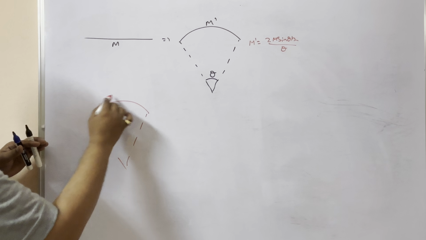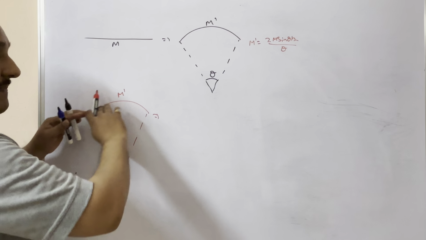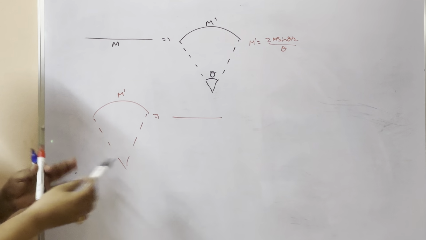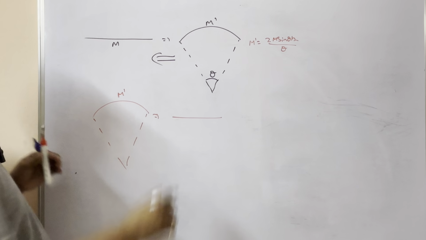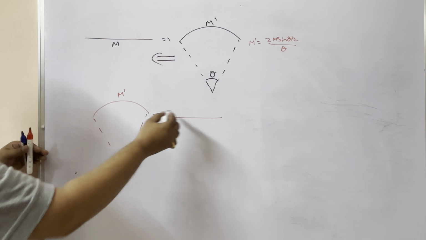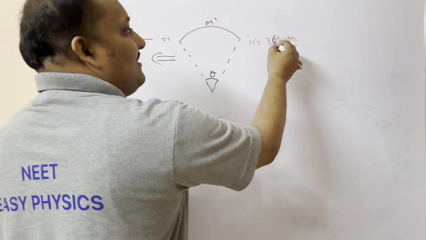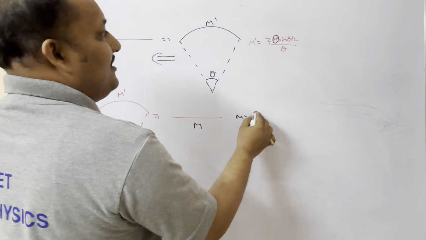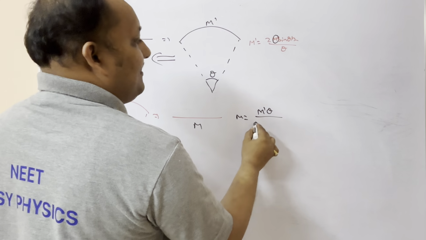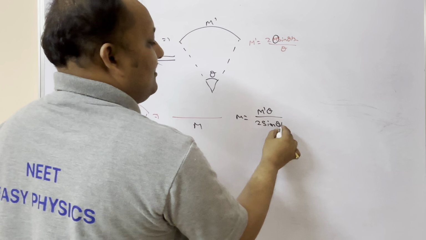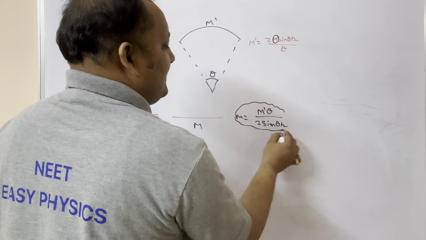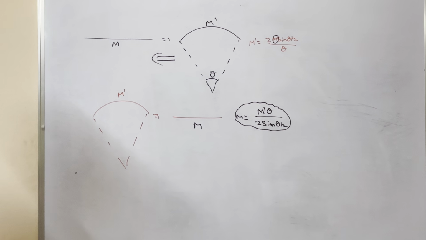Now this arc shaped magnet is bent into the straight one, the reverse of this. Then what is the new magnetic moment of this? The old magnetic moment is m dash. So from this formula, m is going to be m dash theta by 2 divided by sine theta by 2. This is the formula, so this is also going to be very important.